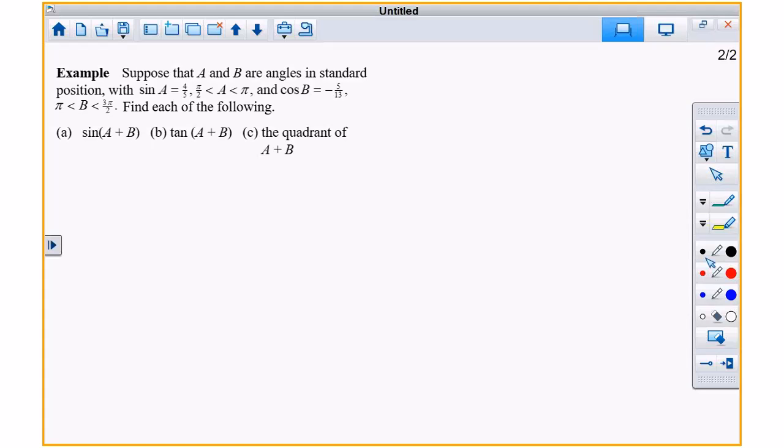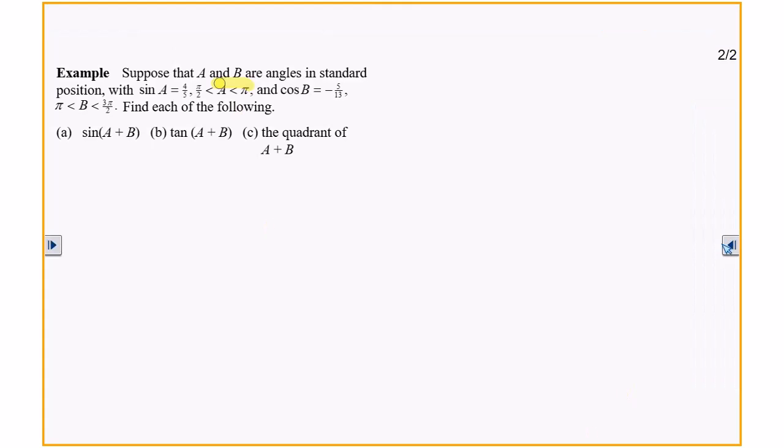All right, suppose that A and B are angles in standard position with sine A equal to 4/5. There's the part that I'm telling you about. A lot of people, when they see this part right here, freak out because they don't understand it. Well, find out where you are.